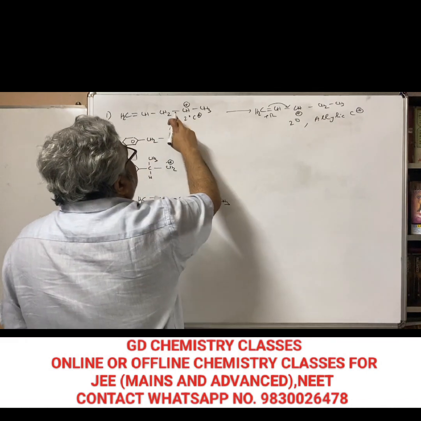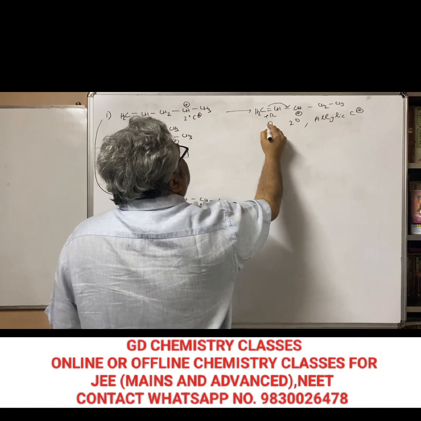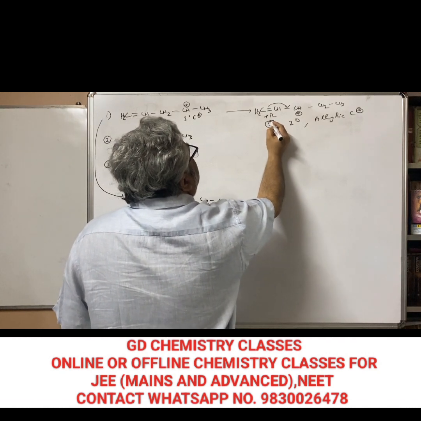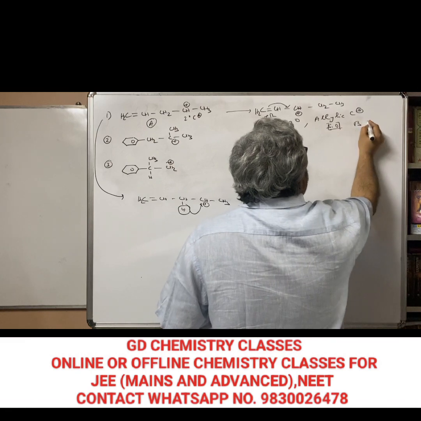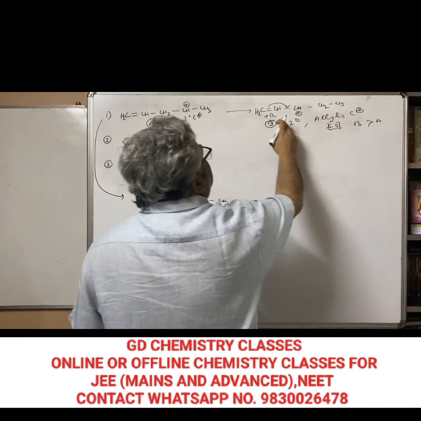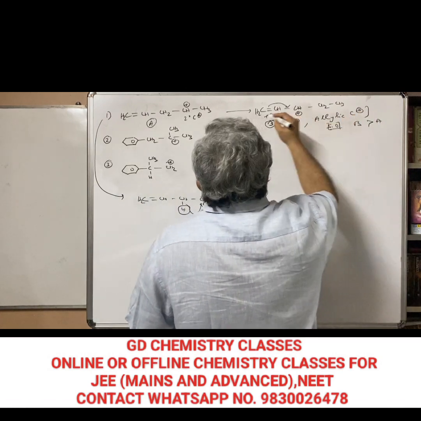So obviously this carbocation, if I say this is A, suppose this is B, the stability order: B is obviously more stable than A because this is allylic as well as 2 degree, isn't it? So obviously rearrangement is occurring here.